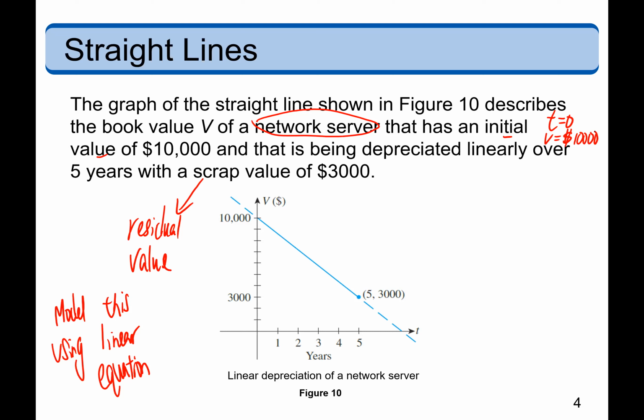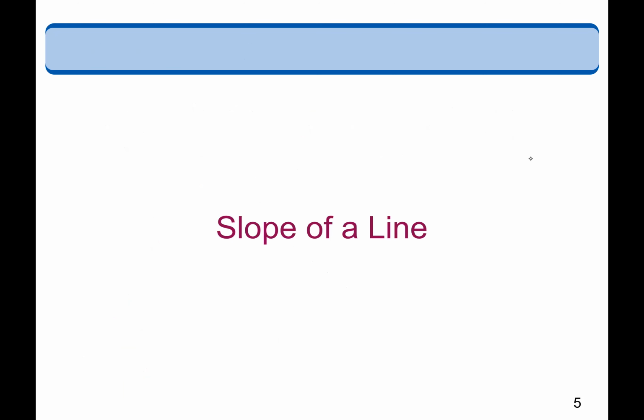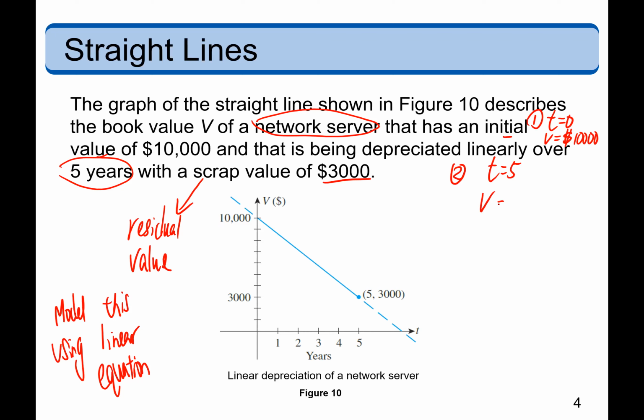Now the second scenario is after 5 years. The value of the machine becomes $3,000. So this is the first condition. The second condition is when time t equals 5, then the value of the machine equals $3,000.